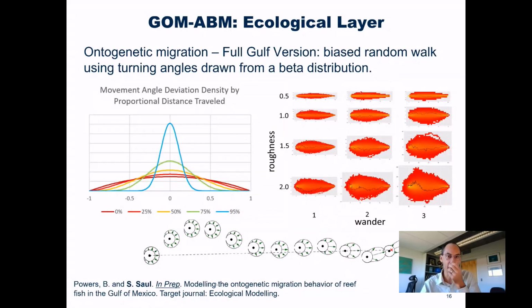We've made quite a bit of improvements on this by still using a biased random walk algorithm, but instead we're using the turning angle approach, where turning angles and distances are drawn from a beta distribution. And this allows a lot more flexibility in the migratory paths that fish can take, and makes them a little bit less rigid or locked to the ranked approach that was implemented before.